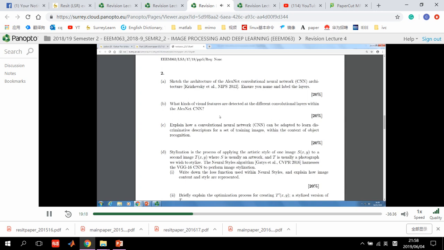Okay. Explain how a CNN can be adapted to learn discriminative descriptors for a set of training images within the context of object recognition. So if we were to use a CNN as a way of computing descriptors of an image, little fingerprints or vectors of an image, rather than just classifying them, how could we modify our network that has been trained as a classification network to do that? Yep, just use the last layers.